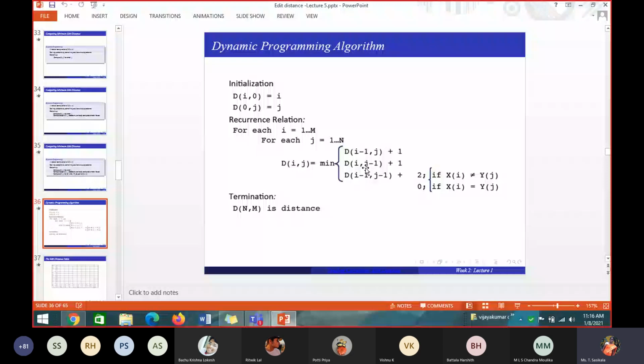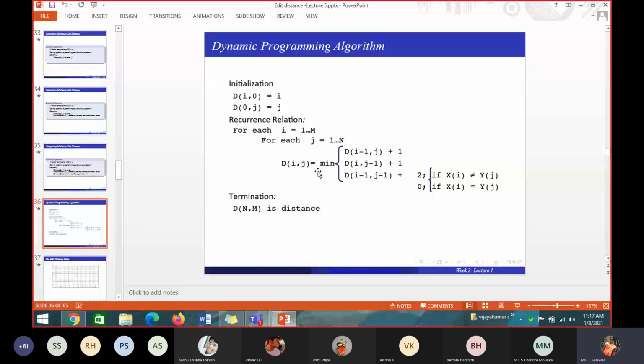If the ith character of x and the jth character of y are not the same, then I add 2 to this value. Otherwise, if both are equal, I add 0. So this process I have to continue until I reach D of n comma n, the distance, until I reach the end of the length of the string. Please note this formula alone. I will tell you for one box, the remaining boxes you can calculate by yourself. Okay, have you all noted down this formula?